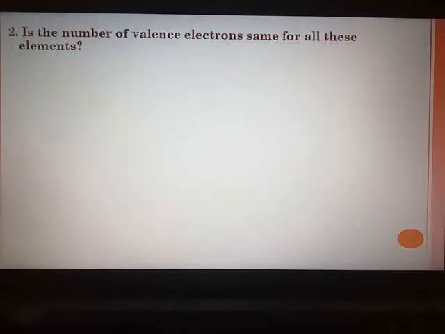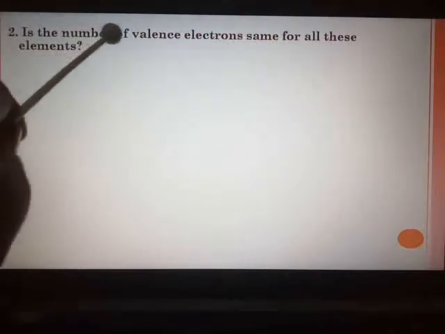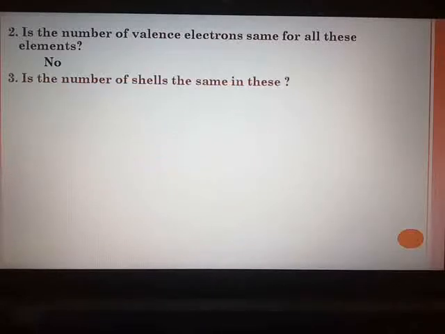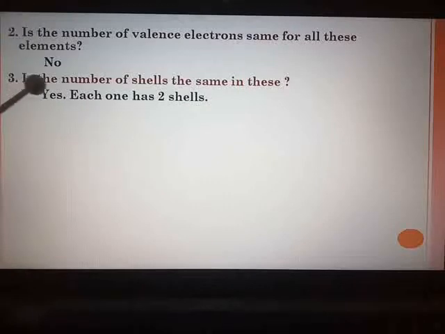So let us look at the next question. Is the number of valence electrons the same for these elements? Surely no. The number of valence electrons for each element is different. Is the number of shells the same in this case? Yes. Each element has 2 shells, due to which they are placed in the second period. I hope you have understood the activities up to page number 23.